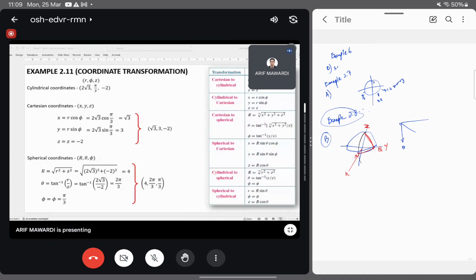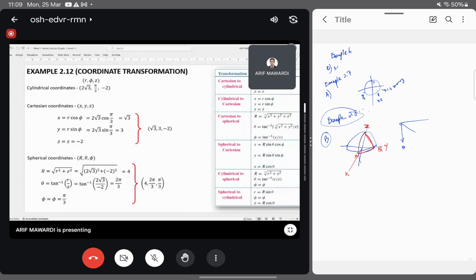One more example. Let me do this real quick because we have seen two examples. So now we want to convert from the cylindrical coordinate system. Okay, this is the last example.